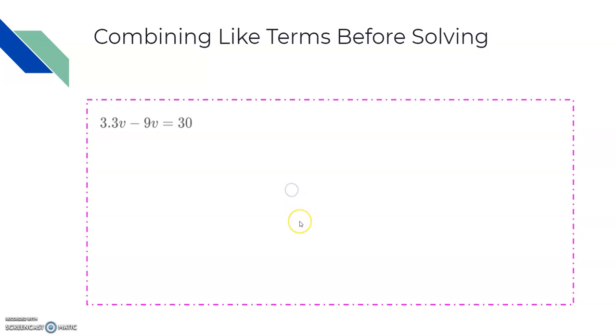For number 3 and 4, we have combining like terms before solving. This is not 3.3, this is question 3. 3v minus 9v equals 30. We have minus 6v equals 30. We're going to divide both sides by minus 6, and we get v equals minus 5.